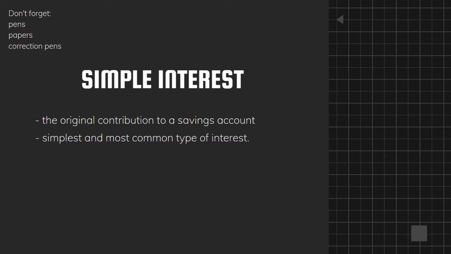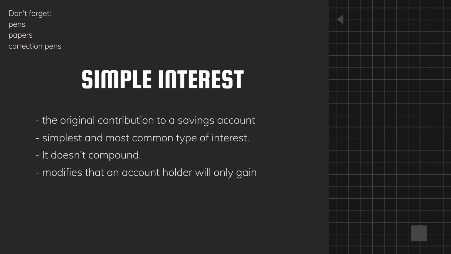Here is the first fact about simple interest. It doesn't compound. What does that mean? It simply means that an account holder will only gain an interest on the principal, and the borrower, on the other hand, will never have to pay an interest on an interest that is long accrued.